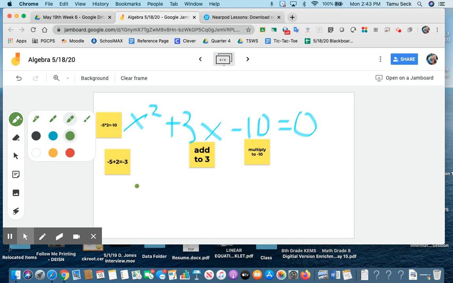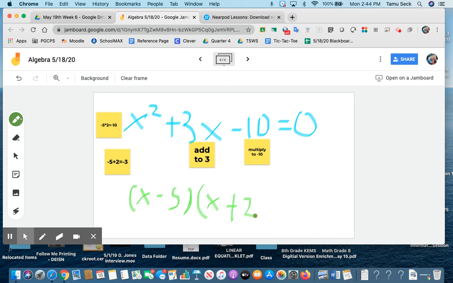So this is what I can say. I can say x minus 2 times x plus 5 is equal to 0. So what is the answer? x is equal to positive 2 and x is equal to negative 5, because x minus 2 is equal to 0 and x plus 5 is equal to 0. And then we solve for x. So these are the two answers.